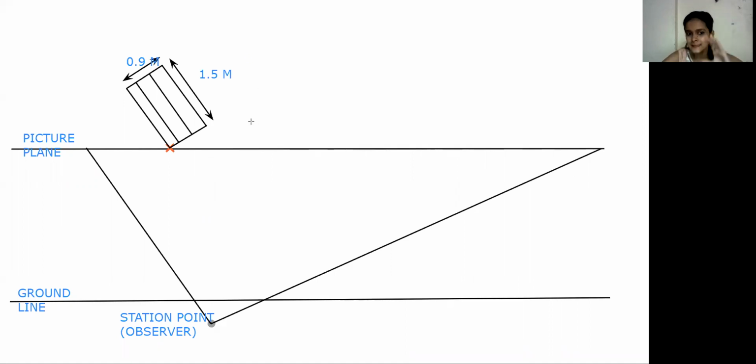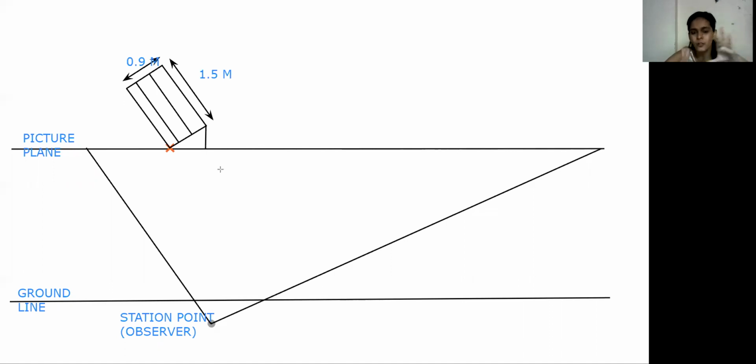You need to put the scale with this point and our station point. It means you put the scale joining these 2 points. The point is joined, but don't draw the whole line. Draw the line only up to the picture plane like this, because if you draw the full line, then you also need to erase it.